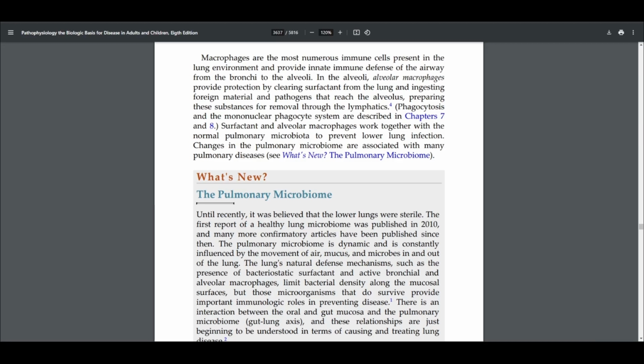Your phagocytosis and the mononuclear phagocyte system were described in chapters 7 and 8. Surfactant and alveolar macrophages work together with the normal pulmonary microbiota to prevent lower lung infection. Changes in the pulmonary microbiome are associated with many pulmonary diseases.